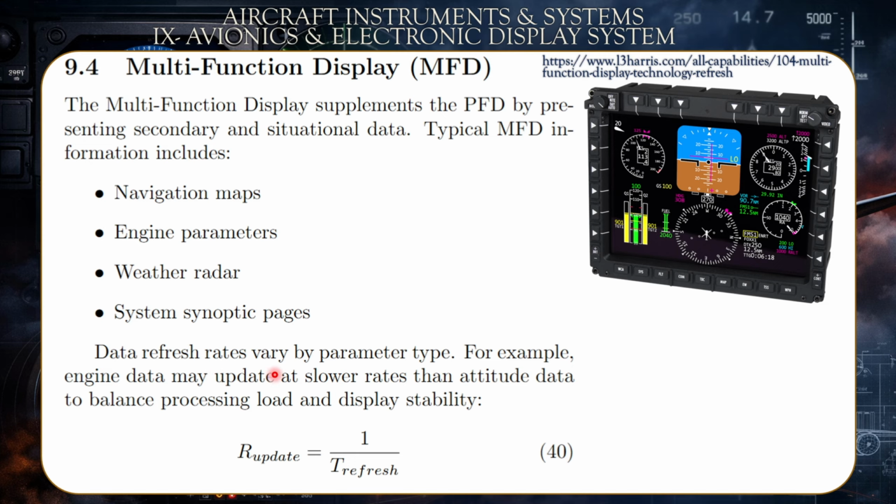Data refresh rates vary by parameter type. For example, engine data may update at slower rates than attitude data, which needs to be in real time for the situational awareness, to balance processing load and display stability. The update rate, which is like the frequency of update, is the inverse of the period at which the parameters are being updated, which is 1 over T.